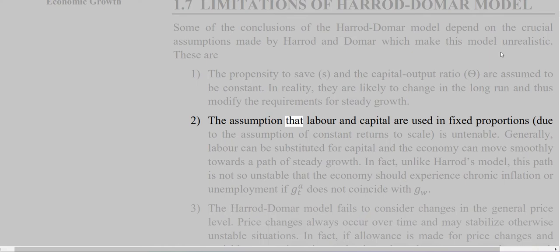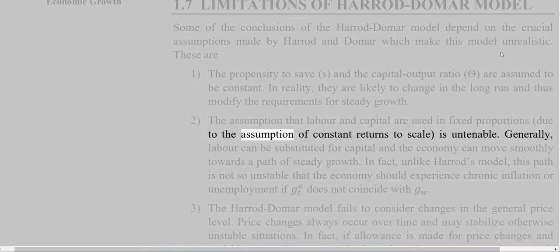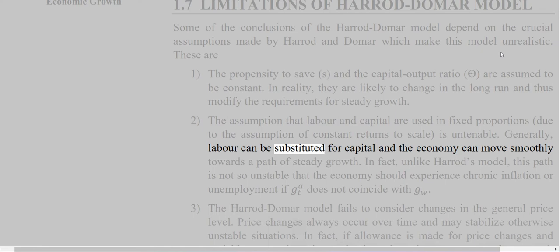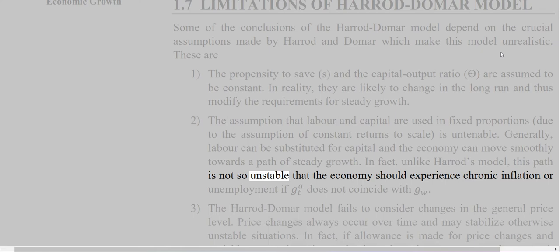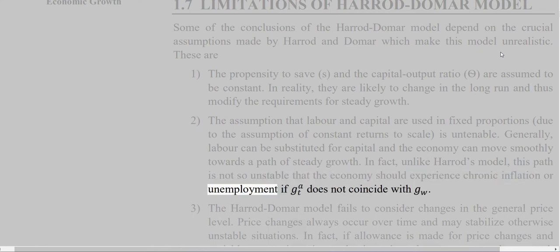2. The assumption that labor and capital are used in fixed proportions, due to the assumption of constant returns to scale, is untenable. Generally, labor can be substituted for capital and the economy can move smoothly towards a path of steady growth. In fact, unlike Harrod's model, this path is not so unstable that the economy should experience chronic inflation or unemployment if G does not coincide with Gw.